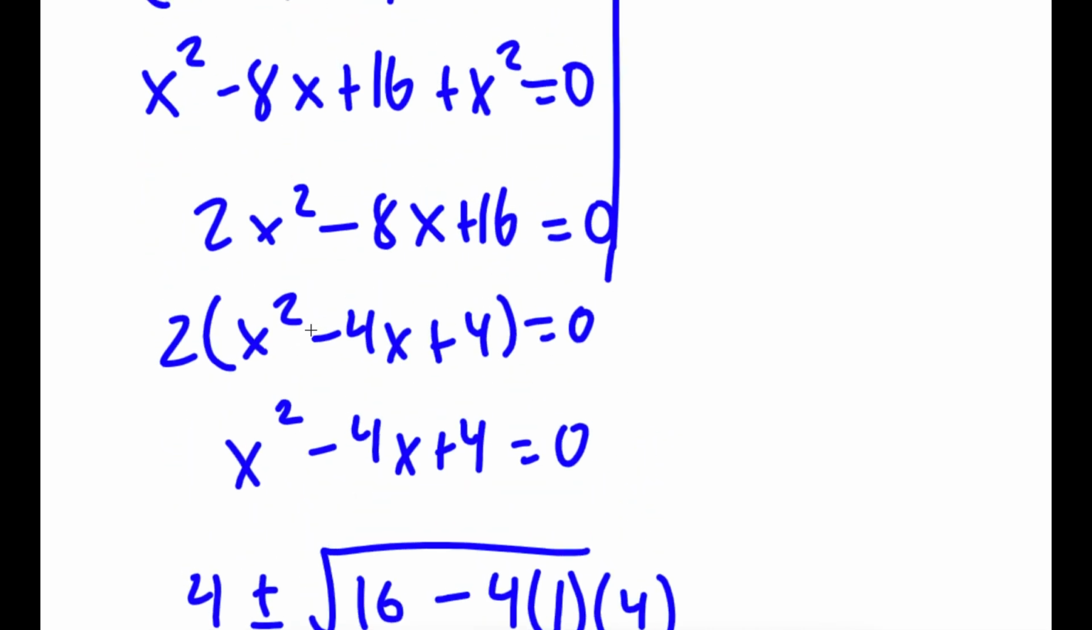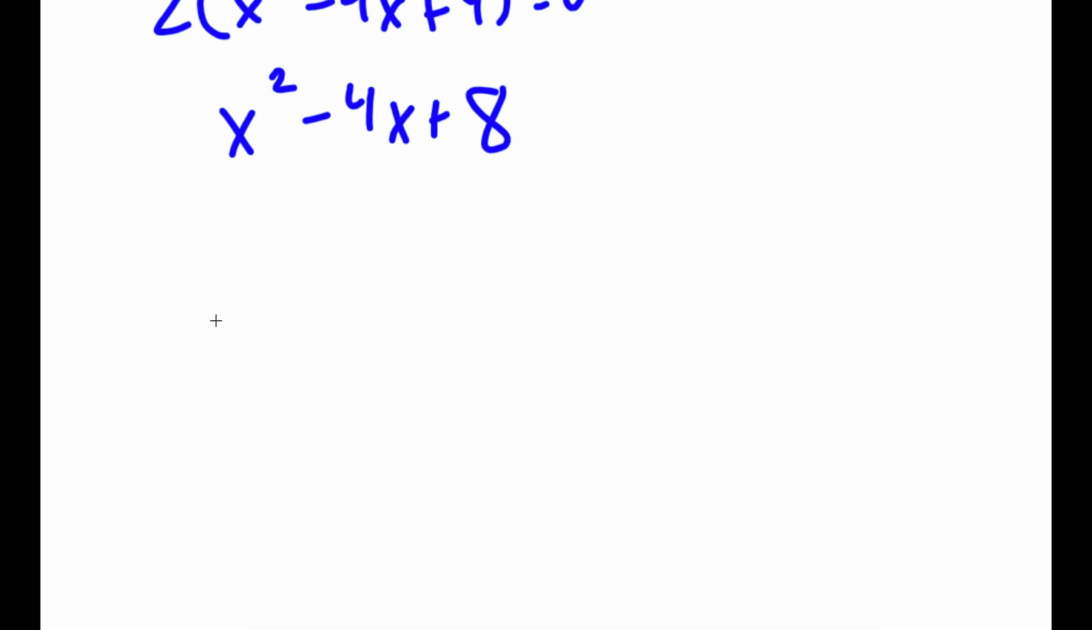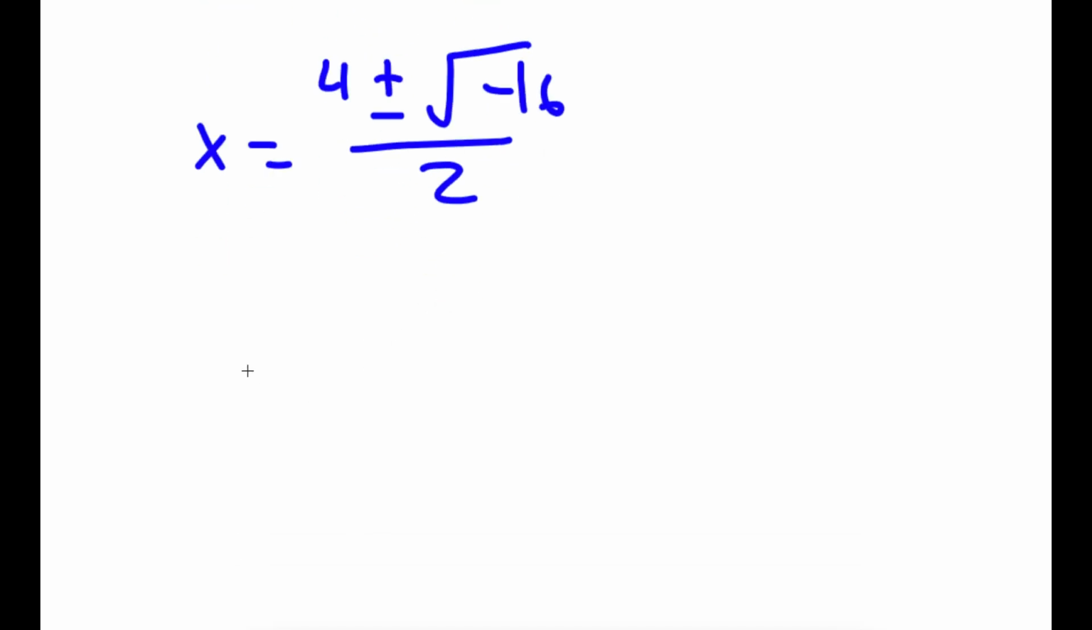Sorry, it actually looks like I made a mistake. This should not be 4, this should be 8. So now I get x is equal to 4 plus or minus the square root of negative 16 over 2, which is equal to 2 plus or minus 4i.